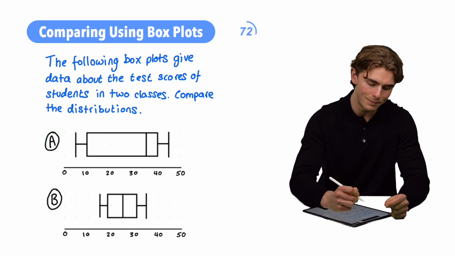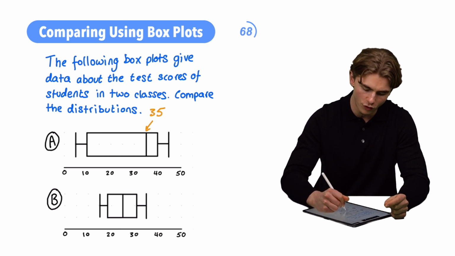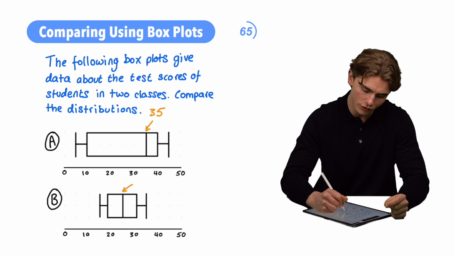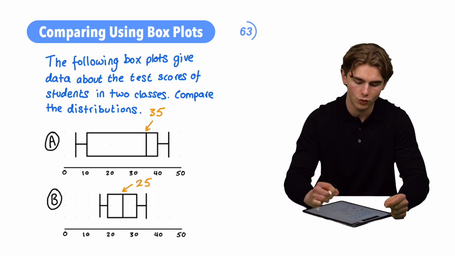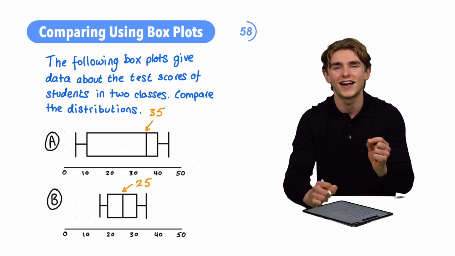We know that because the median in class A is going to be 35, halfway between our 30 and our 40, and the median in class B is going to be 25, halfway between our 20 and our 30. So first of all, we're going to say that the score in class A is higher on average.